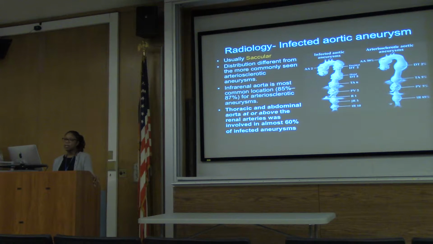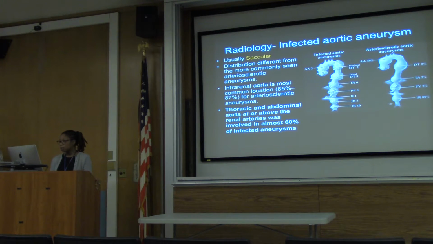And the difference between the infected aortic aneurysm or the mycotic aneurysm and the run-of-the-mill atherosclerotic aneurysm is the location. Most atherosclerotic aneurysms would occur below the renal artery, so they're mostly infrarenal, and they're mostly fusiform. The infected aortic aneurysms or the mycotic aneurysms tend to be saccular, and they can occur anywhere. But they say about 60% of them occur above the renal arteries, just so that you can distinguish between the two.